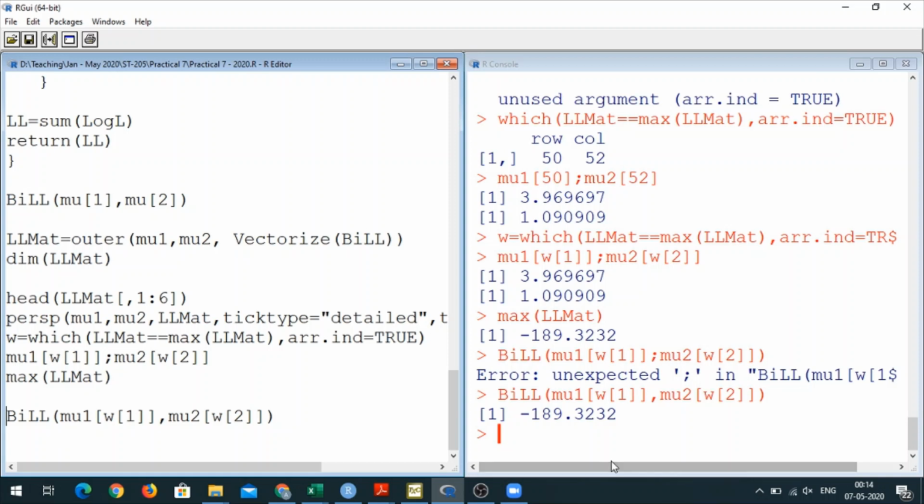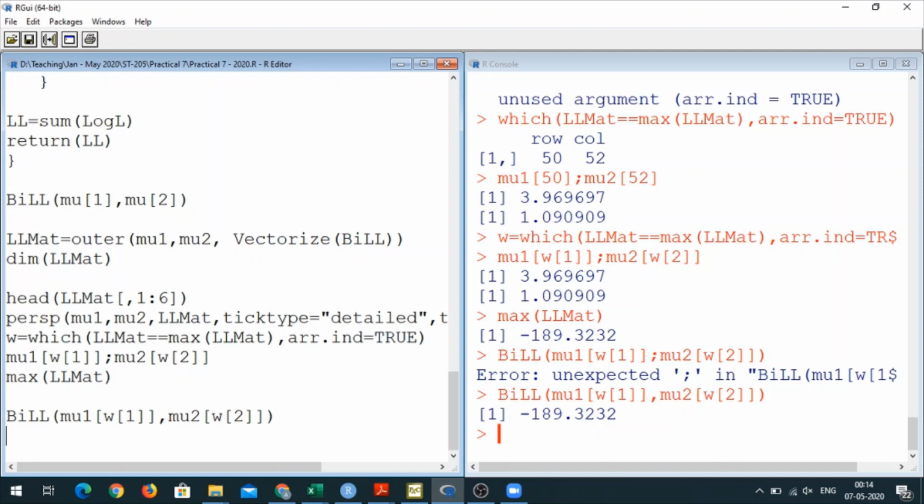See, minus 189.3232. By the way, this minus sign, some people may be thinking, why am I getting a negative sign for the likelihood? It's not likelihood, it's log likelihood. So if likelihood is between 0 and 1, log likelihood is definitely going to be negative. So don't panic about the negative sign.